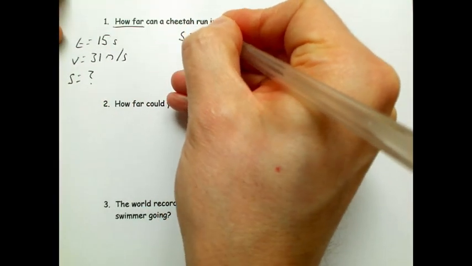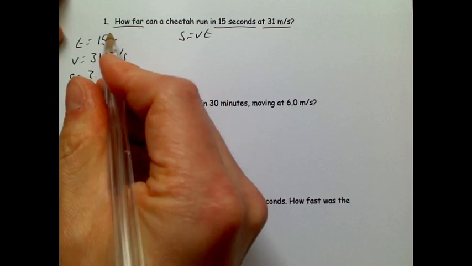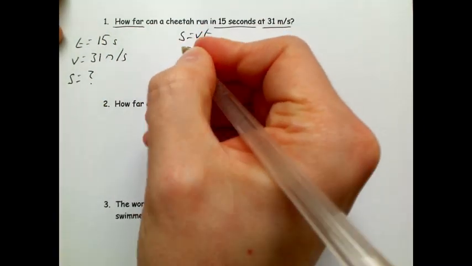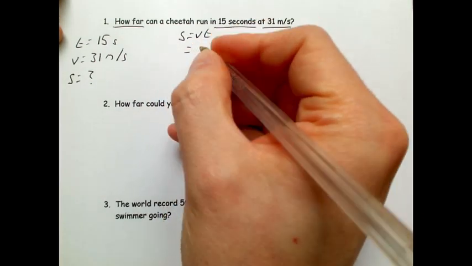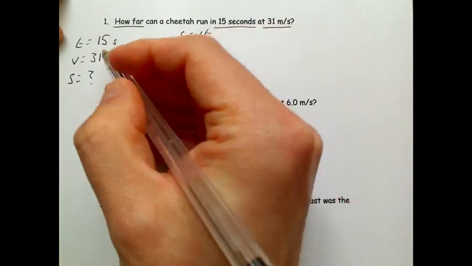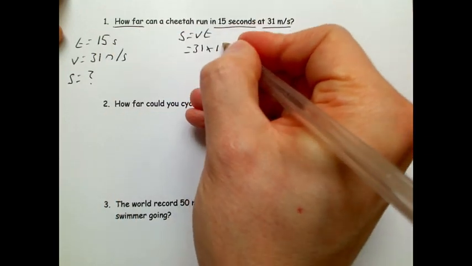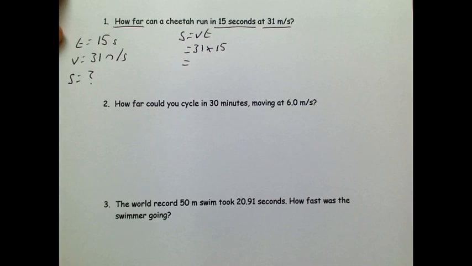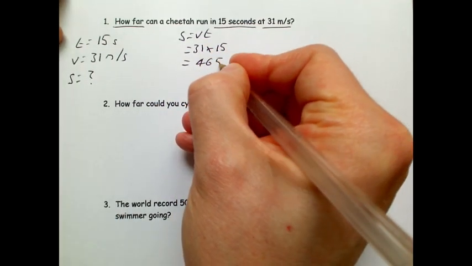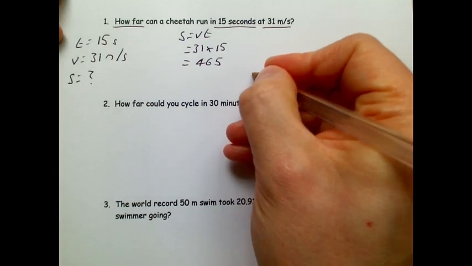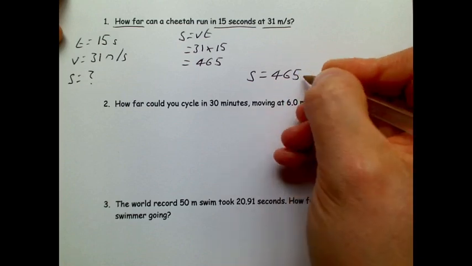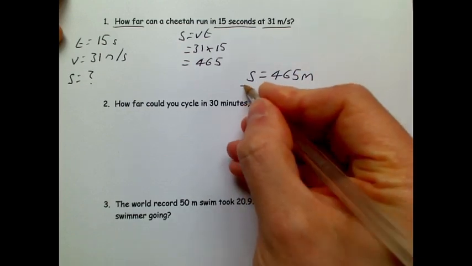S equals VT. And now I'm going to substitute these values into this equation. S is unknown, so stays as S. V is 31, and that's multiplied by T, which is 15. If I type that into a calculator, I get 465. So my answer for the distance travelled, S equals 465 meters. Don't forget the units.